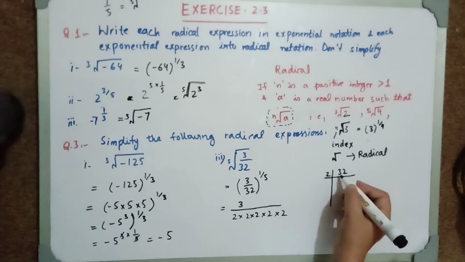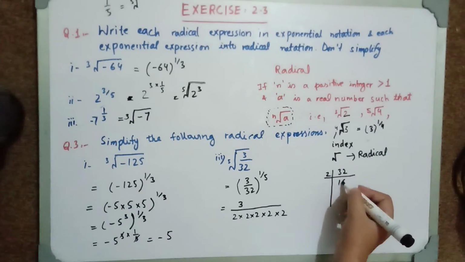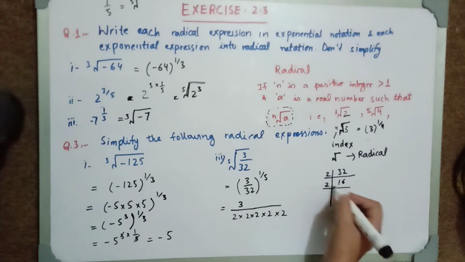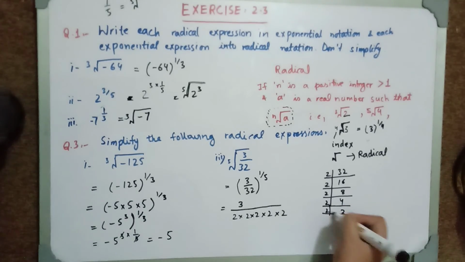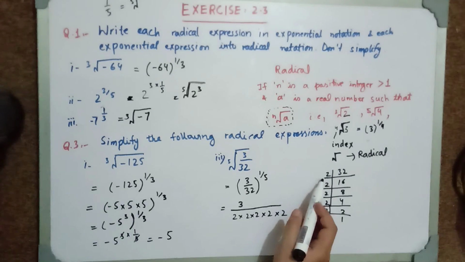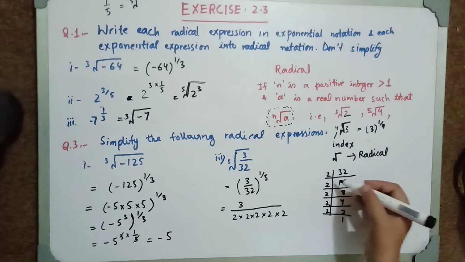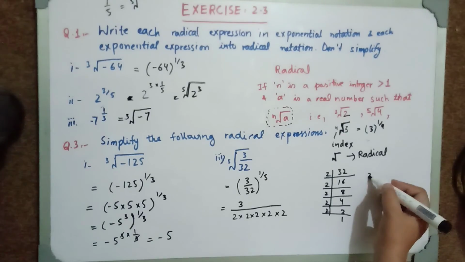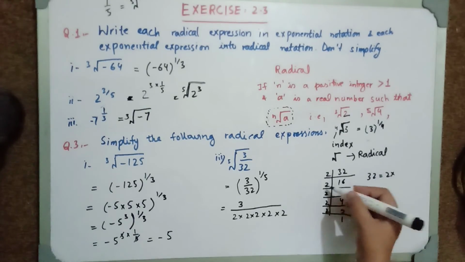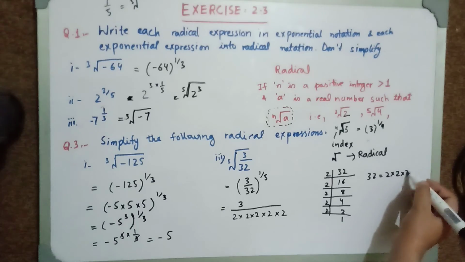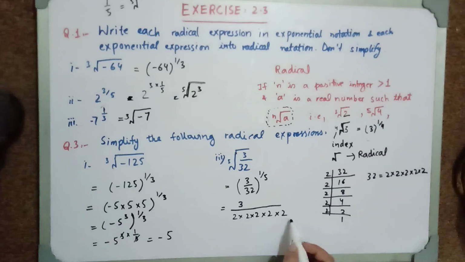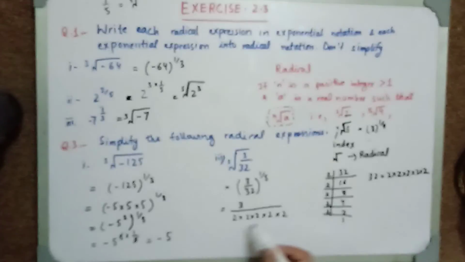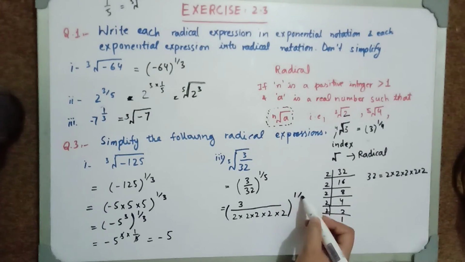Okay, let's do it. 2 ones are 2, 2 sixes are 12, 2 eights are 16, 2 fours are 8, then again 2 twos are 4, and then 2 ones are 2. So here 32, if I write it in the form of factors, comes out to be 2 into 2 into 2 into 2 into 2, 5 times 2. So that's what I did here. I wrote 2 five times in place of 32, and the power will remain as it is.